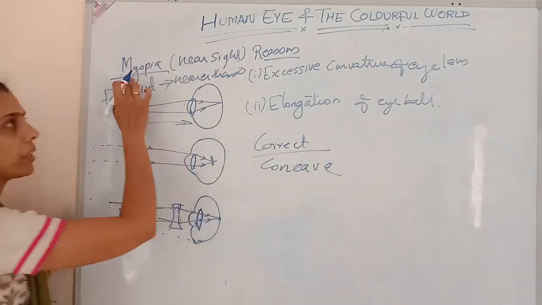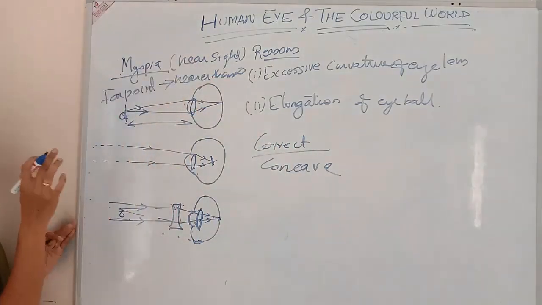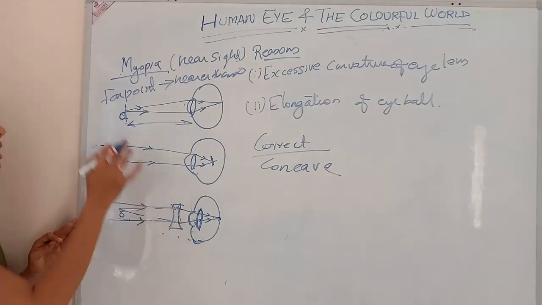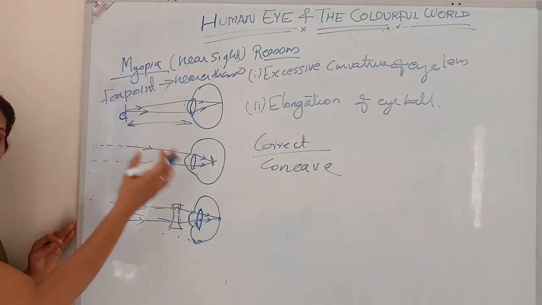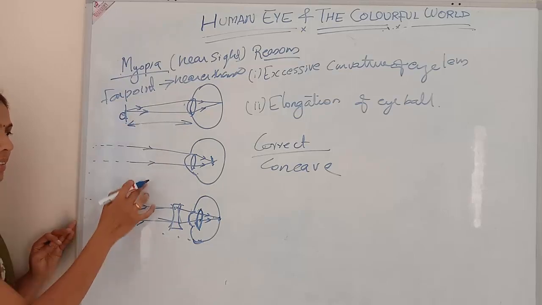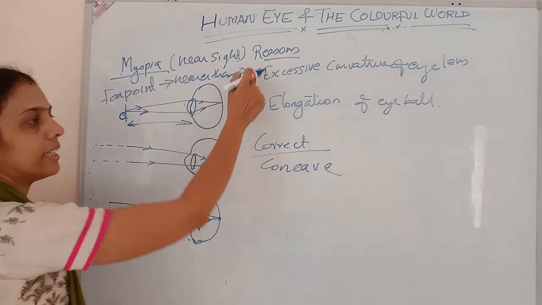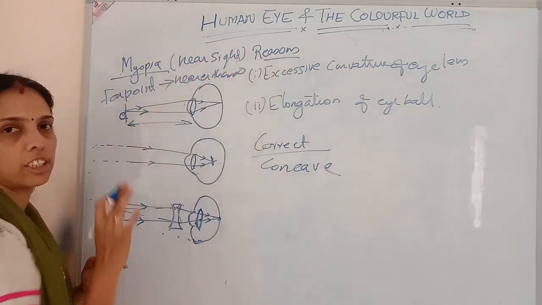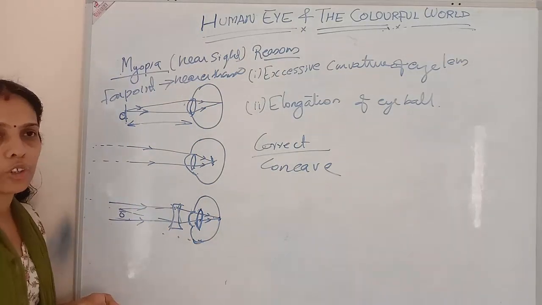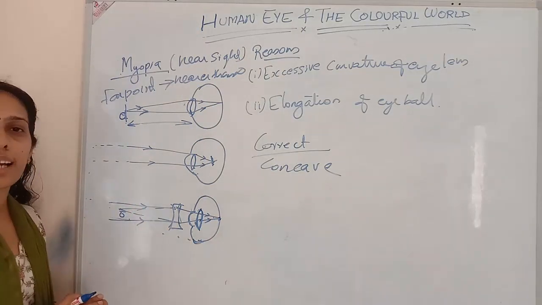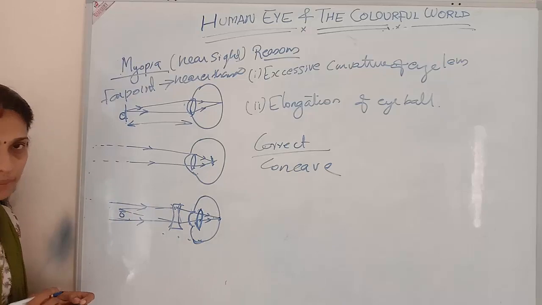So a myopic eye, nearsightedness, can see only nearby objects. And the far point will be nearer than infinity. Remember these three diagrams and the reasons for that: excessive curvature of the eye lens and the elongation of the eyeball, and how we can correct that using a concave lens.